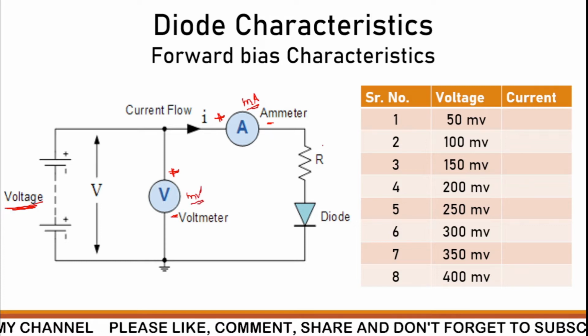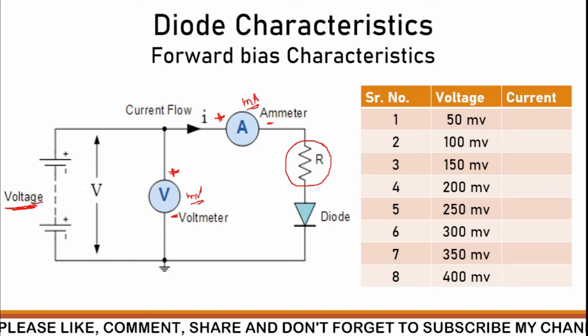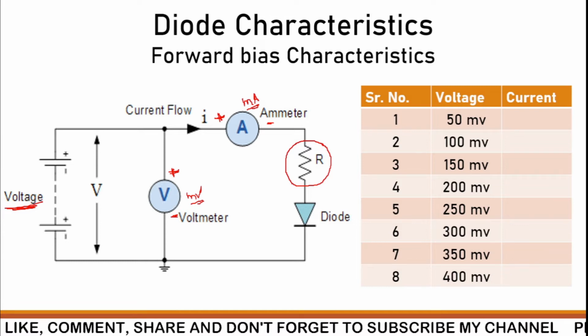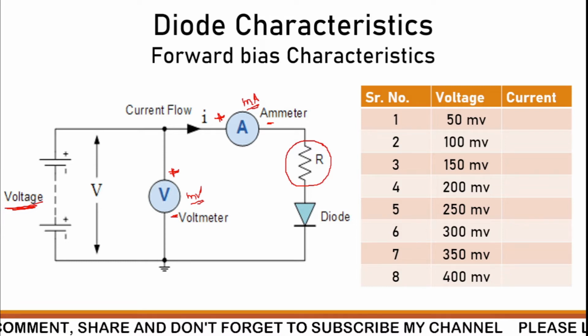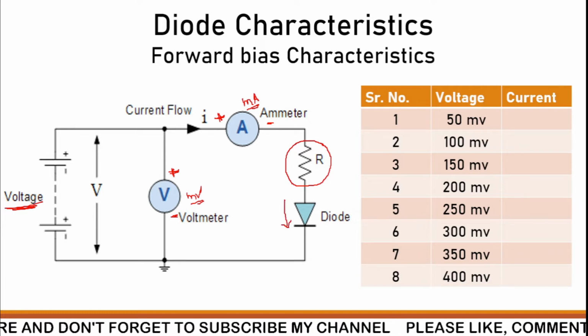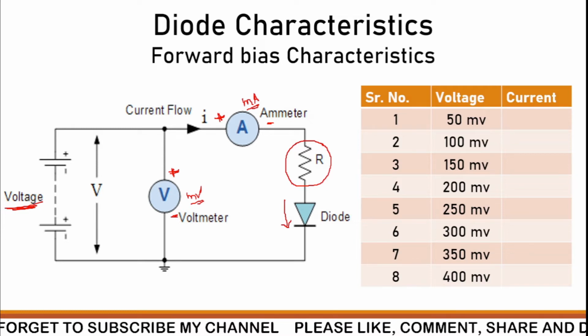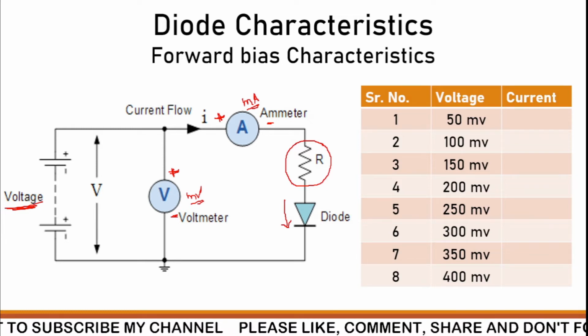A resistor is there. That resistor is going to protect our PN junction diode from overcurrent, or we can say the maximum current. It will be preventing damage to the diode, and this diode will act as forward biased in the case of this circuit.